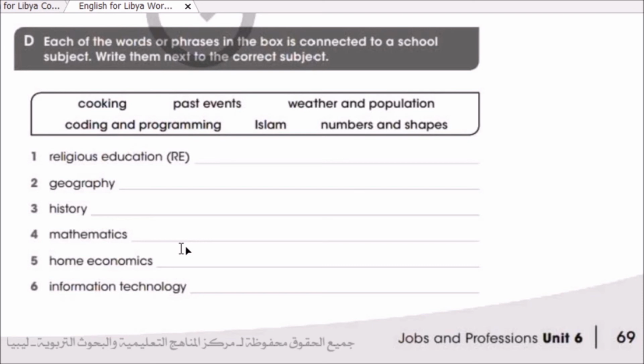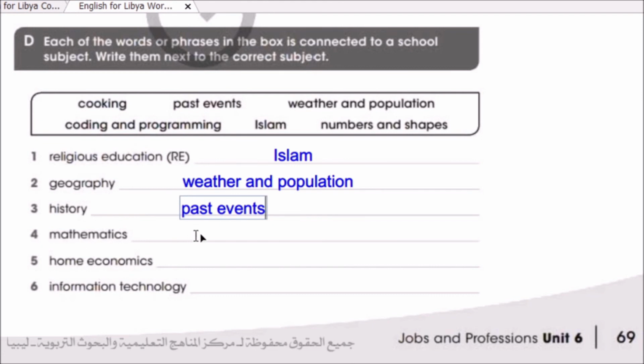Now let's check. Number 1, religious education is connected to Islam. Very good. Number 2, geography is connected to, very good, weather and population. Very good. Number 3, history is connected to, good job, past events.